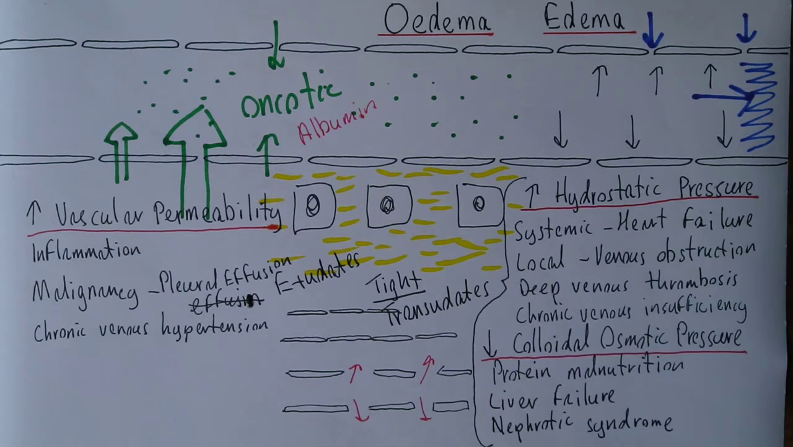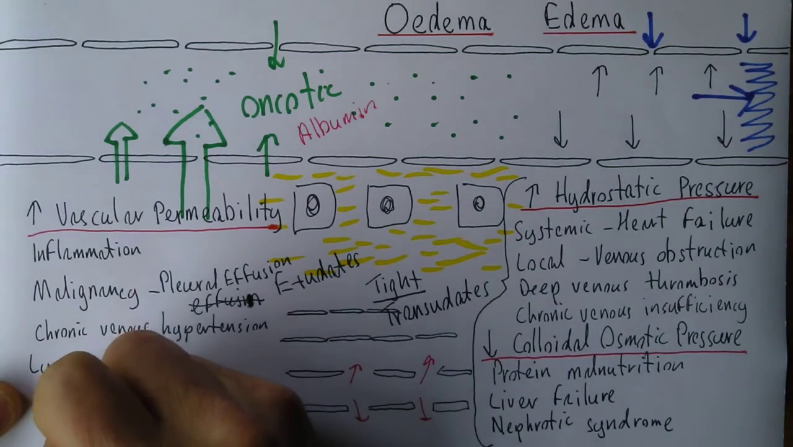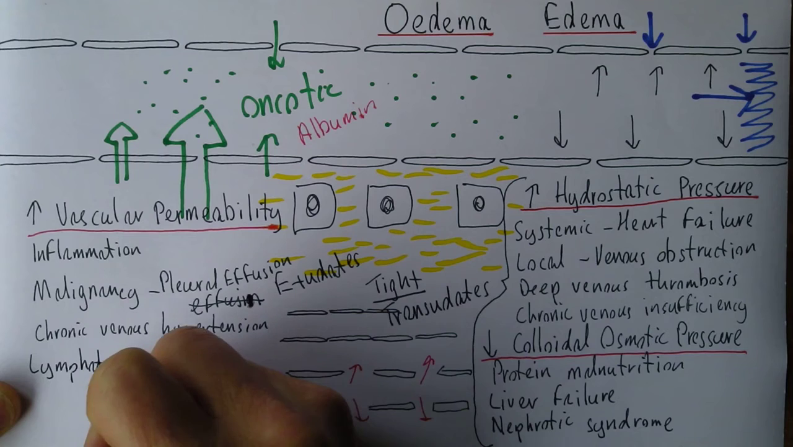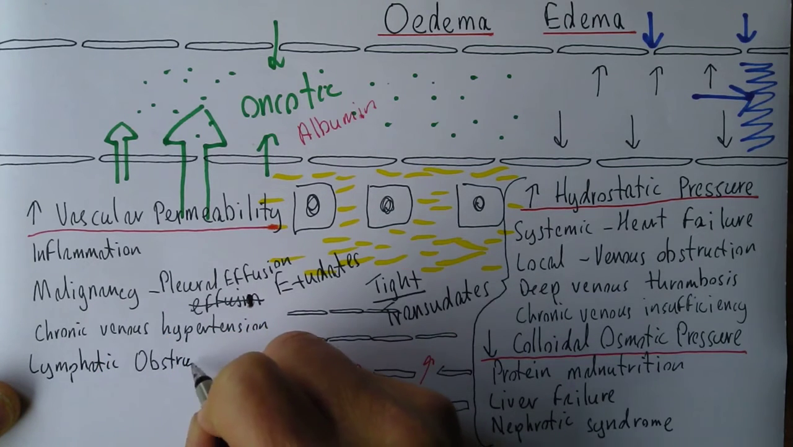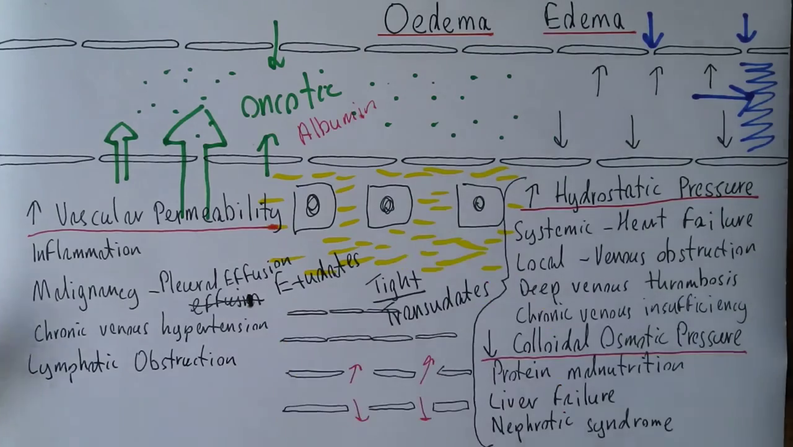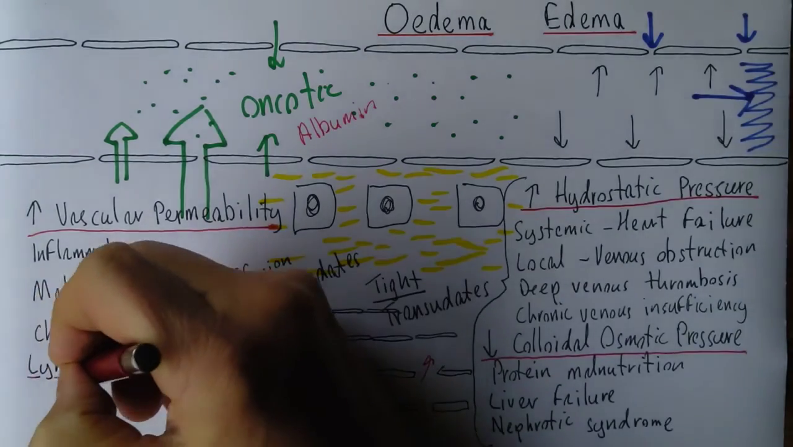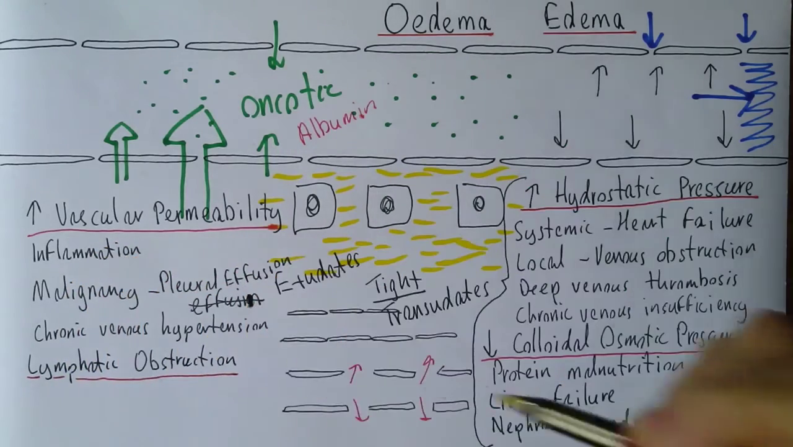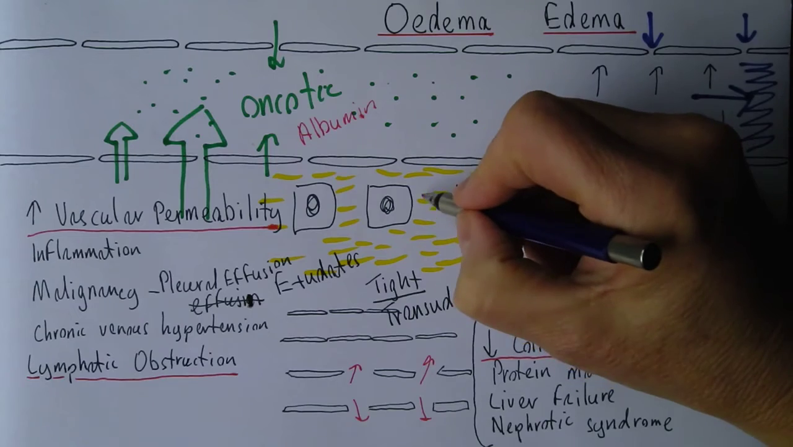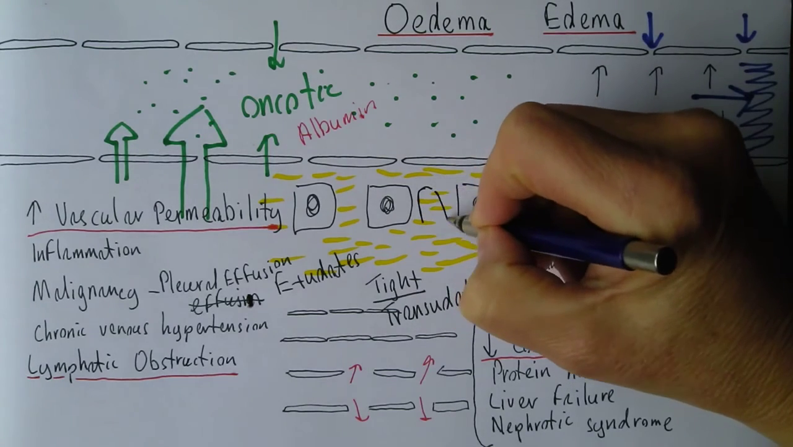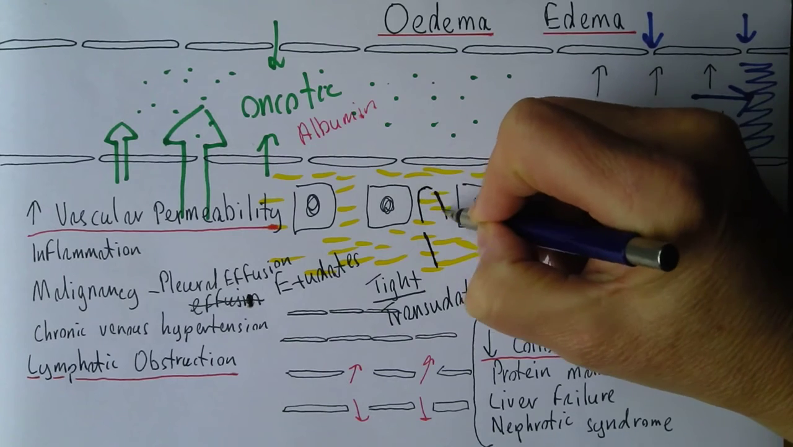I think I'll just deal with the last one now. The last cause of edema is lymphatic obstruction. Now, the lymphatic capillaries are located in the tissue spaces, and they're going to drain away excess tissue fluids.